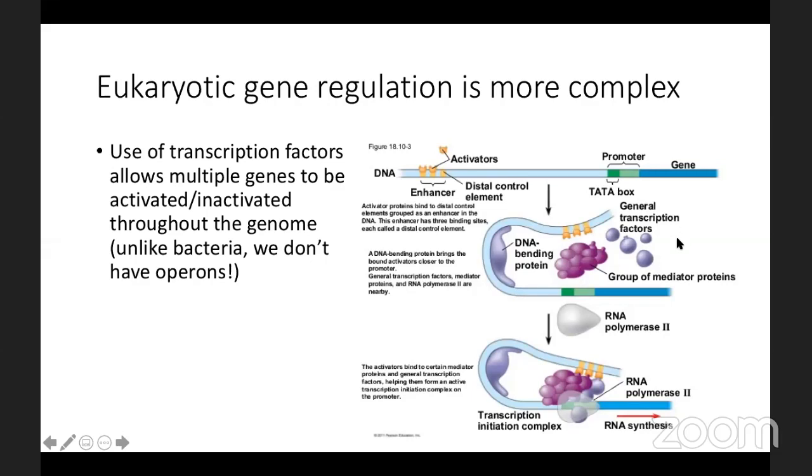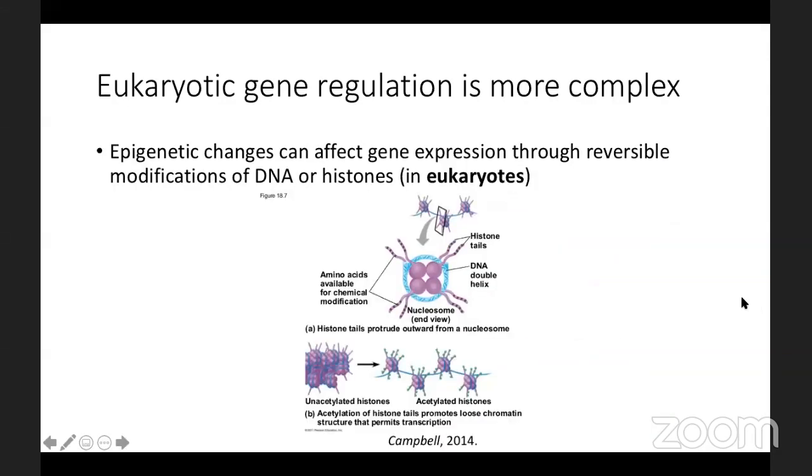All you need to know is that the story here is more complex, and the reason for that is because of the larger genome size. We don't have operons, and so you need a system that will allow you to turn on or off genes that are located in vast regions of the genome at once.